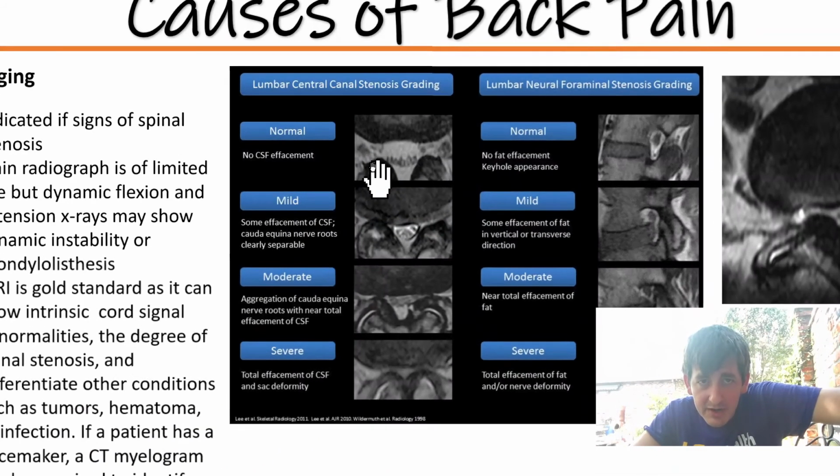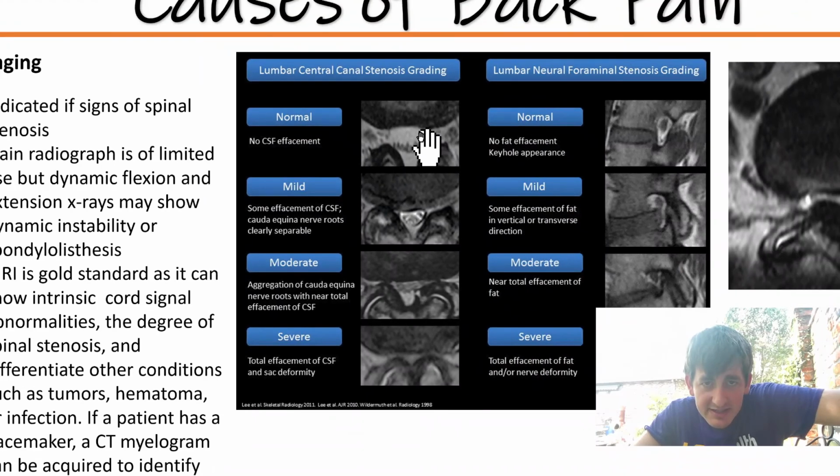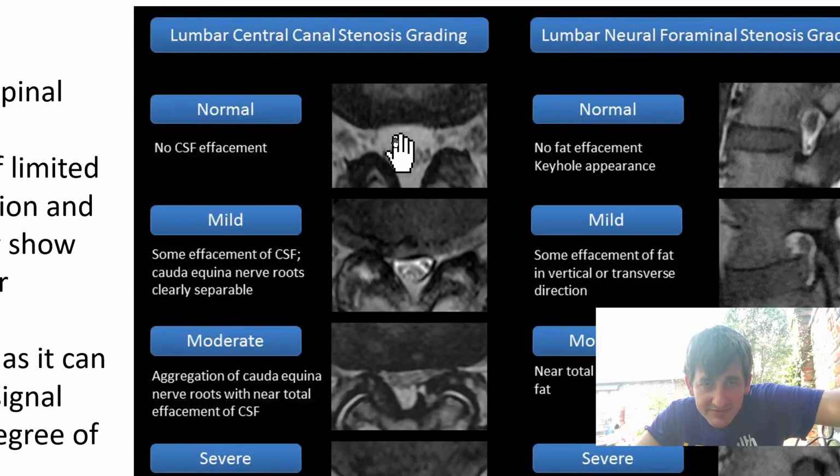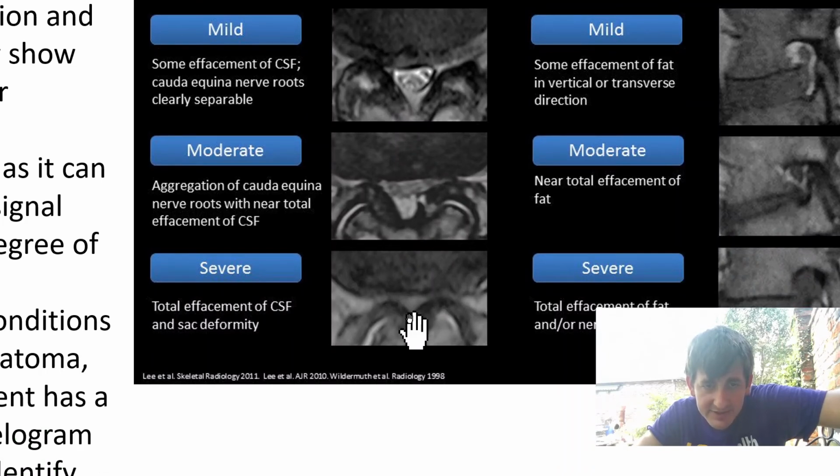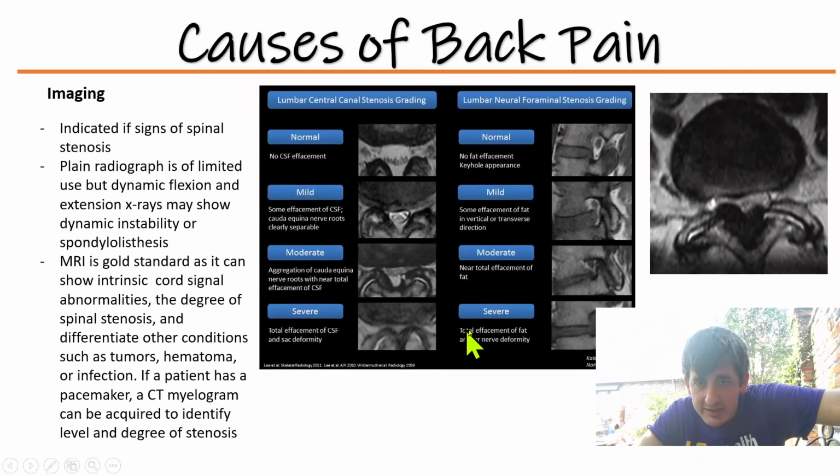So here's lumbar canal stenosis. You can see a normal canal, no CSF effacement. The CSF is bright right here. These are nerve roots down here. Mild: some effacement of CSF, cauda equina nerve roots clearly separable still. Moderate: now aggregation of cauda equina nerve roots, and near total effacement of CSF. And then down here, total effacement of the CSF and dural sac deformity.